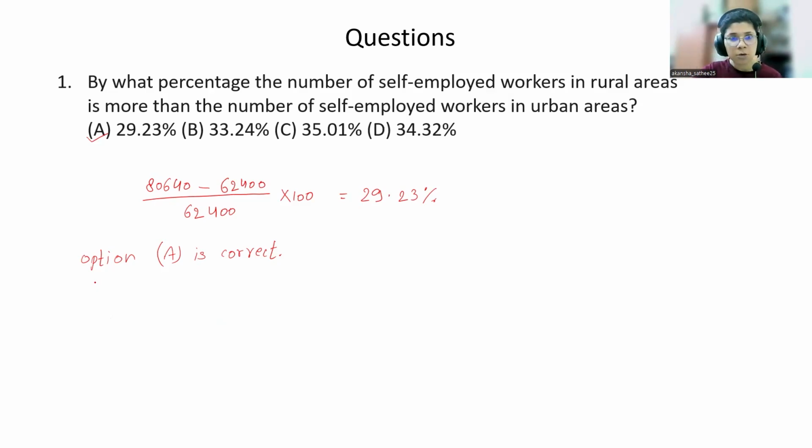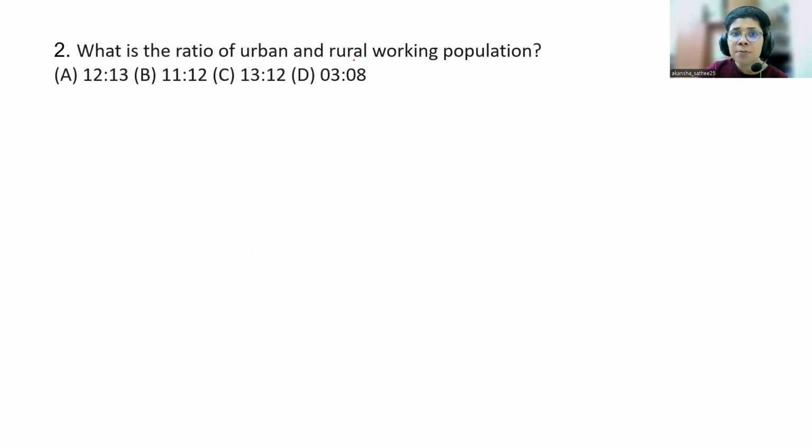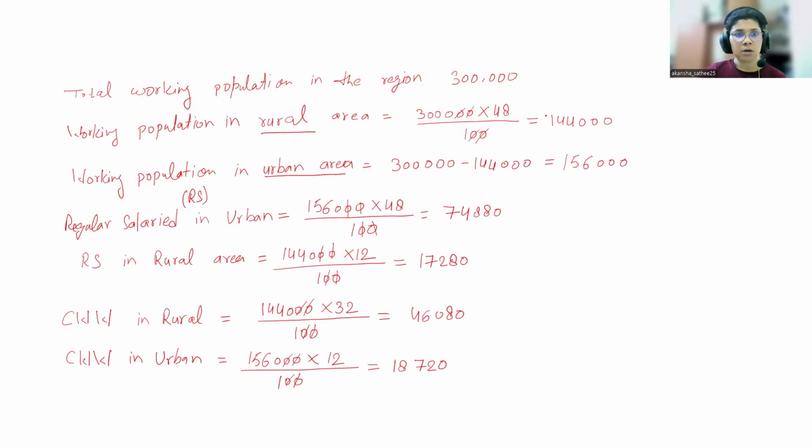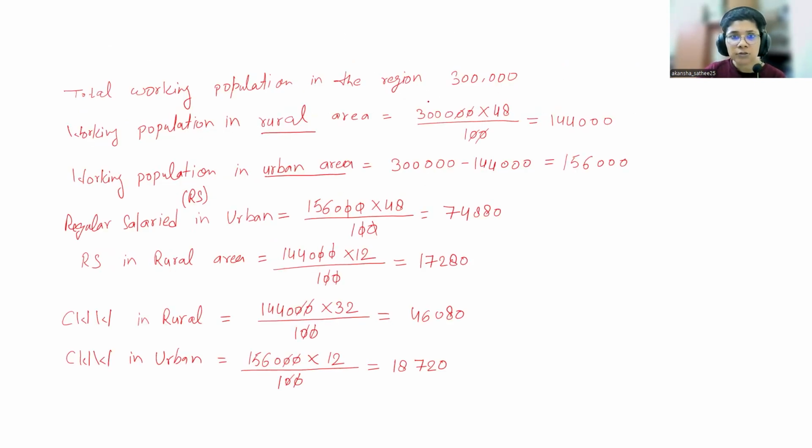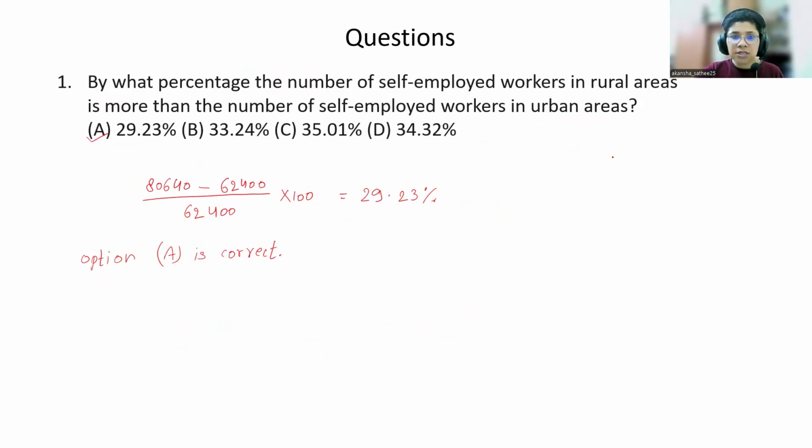Okay. Next problem. What is the ratio of urban and rural working population? So urban working population is this, 156,000, is to working population in rural, it is 144,000. You can check this. Yes. So working population in rural is 144,000. Urban area is 1,56,000. This ratio you have to compute.